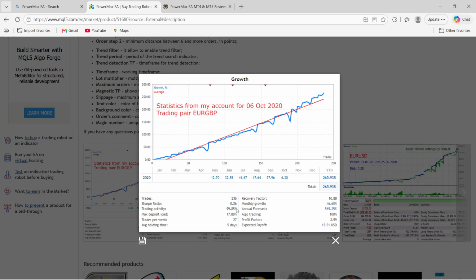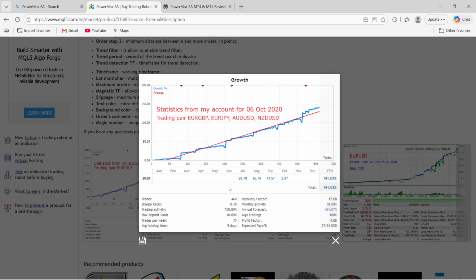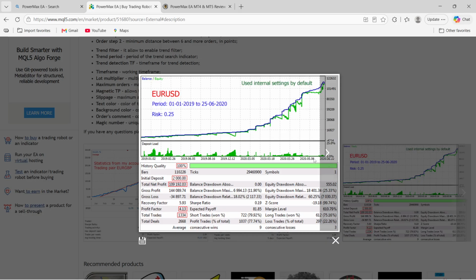Okay, and you can have a look at how the equity curve looks. You can see it's almost like a 45-degree line upwards, signaling good profits or good upside. You can see it looks similar across multiple tests from the developer.